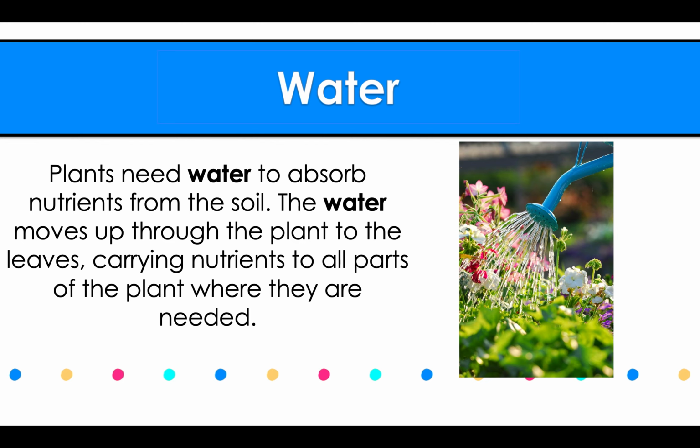Water. Plants need water to absorb nutrients from the soil. The water moves up through the plant to the leaves, carrying nutrients to all parts of the plant where they are needed. Plants can get their water from either rain or, as you see in the picture, someone is using a watering can to water the plants.